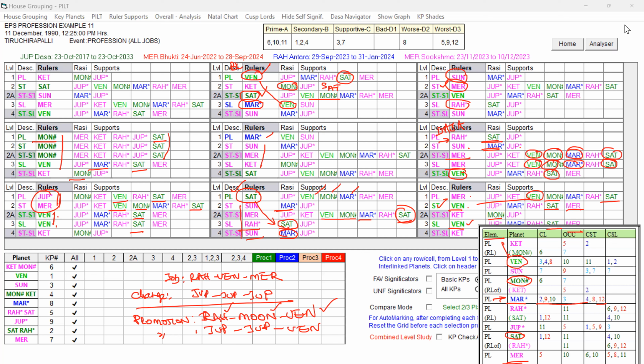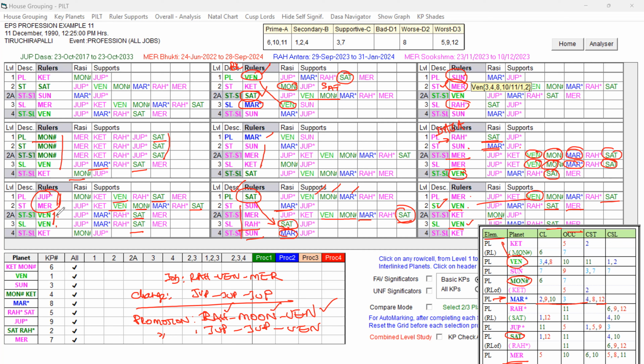So the native got the change of job during Jupiter, Jupiter, Jupiter. So after that, Rahu, the Saturn, Jupiter started and gave the change in its own Bhukti and Antra. And after, during the Jupiter itself, you can see, it is said that he got the promotion in Jupiter, Jupiter, Venus.